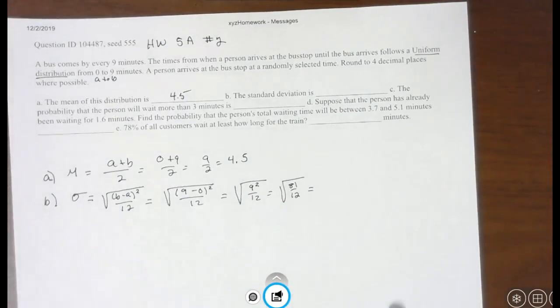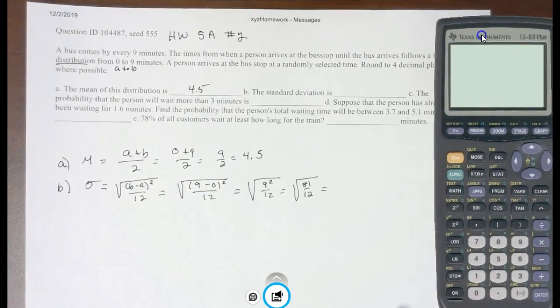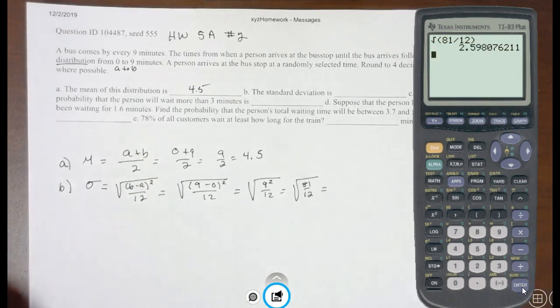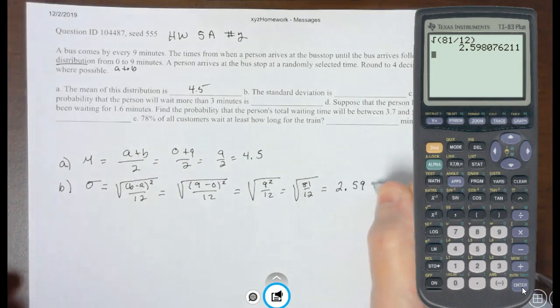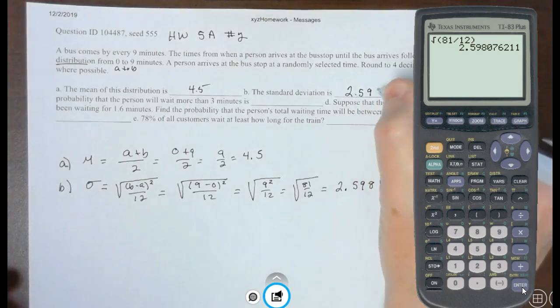And at this point I'm going to put this in my calculator. I'll do second square root, then 81 divided by 12, and then I'm going to close my parentheses so that it takes the square root of both of those. Enter, and it looks like it is 2.5981, rounded to 4 decimal places. So that is my standard deviation for this uniform distribution.